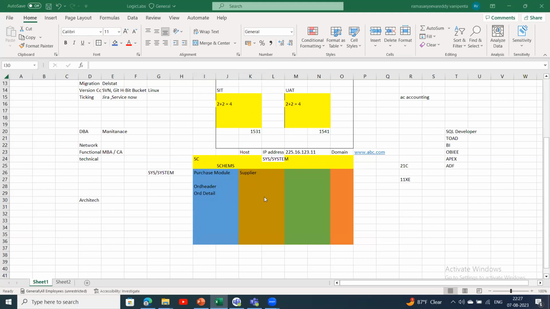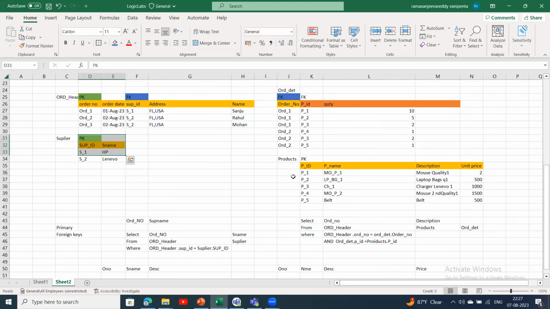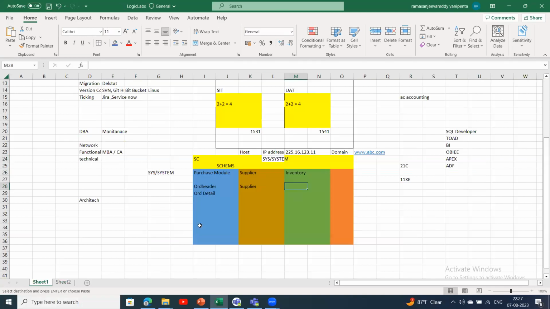Yes, sir. To avoid those things, I'm maintaining the supplier table here. And I'll maintain one more module called inventory. In the inventory module, I'll maintain this information, the products information. Here it will have product details. Now, why this many schemas? Why?